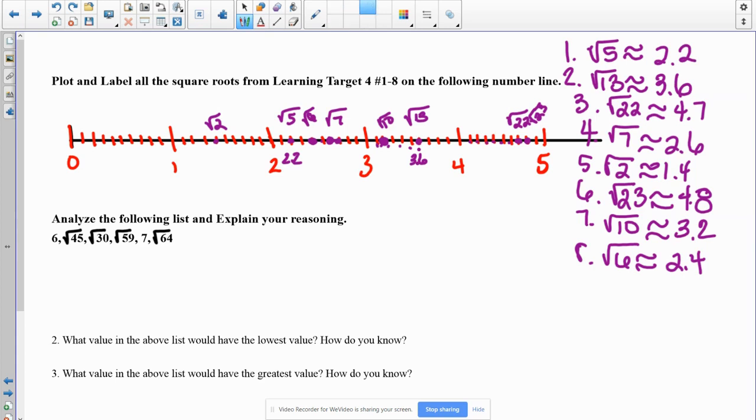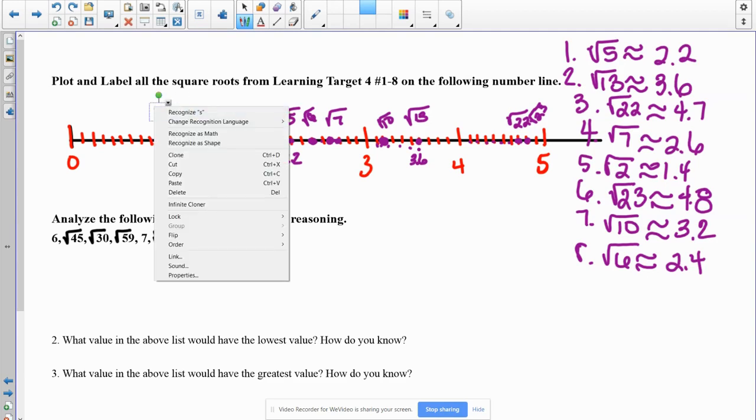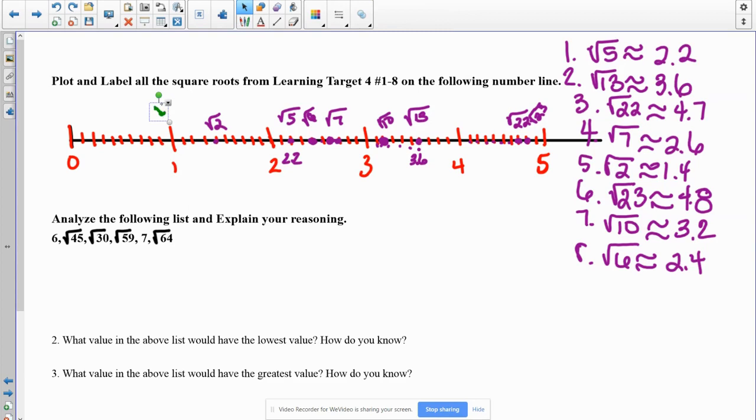Now, if we kind of look at this, just to compare, the square root of 1 would go there. So square root of 1, square root of 2, good sign. This is the square root of 4. And then we got 5, 6, 7. This is the square root of 9. And then 10, 13, square root of 16. And then 22, 23, and the square root of 25.